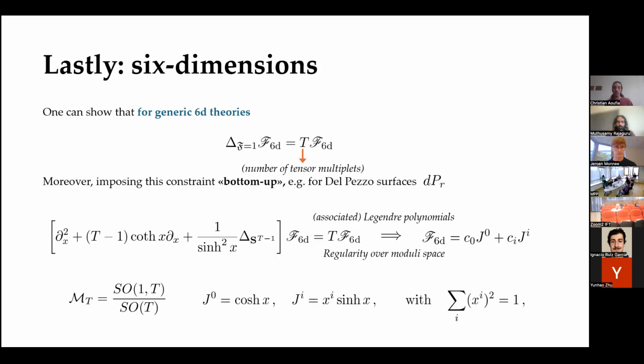One can then impose again this constraint bottom-up. For example, we did it for this simple class of theories given by del Pezzo surfaces. And the equation that one gets can be solved by standard methods using Legendre polynomials and imposing regularity over moduli space, which must be imposed. We have that we recover the linearity of the coefficients in these tensor multiplet moduli. So this is the second example, together with type IIB, where one can get more information by really insisting on imposing the equation over all moduli space.